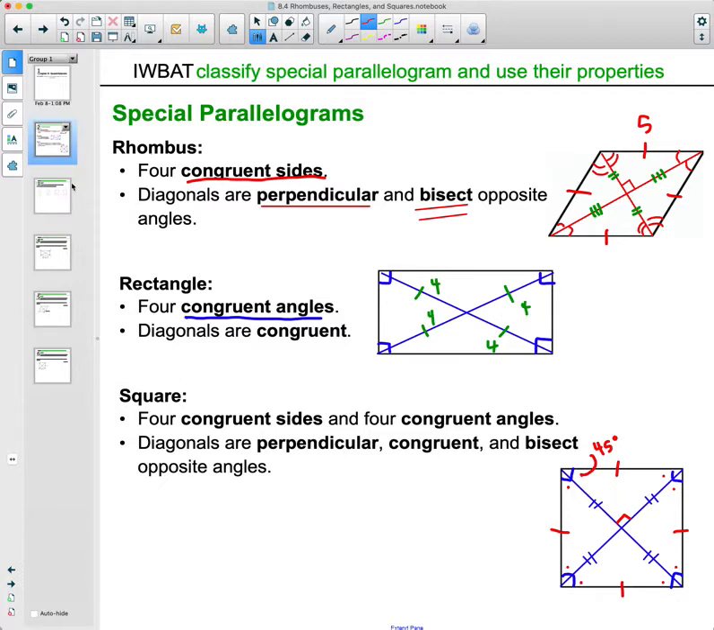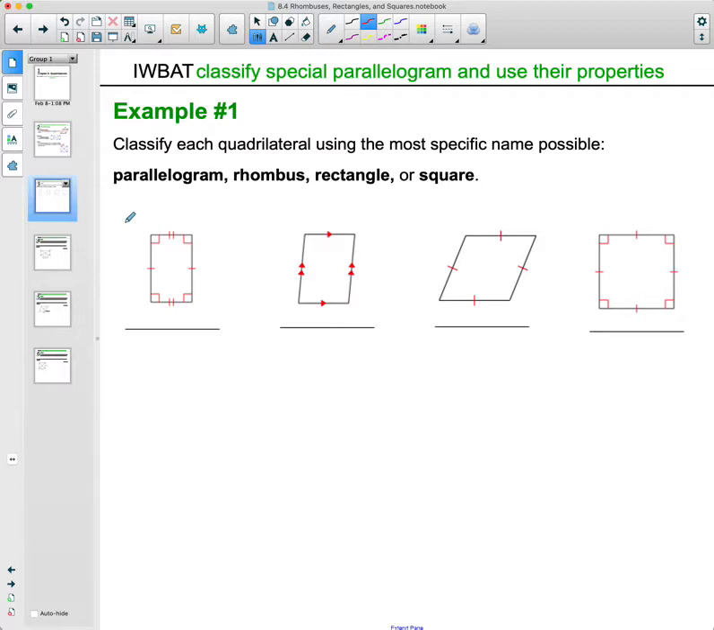Okay, so those are the 3 special types of parallelograms. Let's take a look at these and classify each using the most specific name possible. When we're talking most specific, we would start at parallelogram. And then a parallelogram can be a rhombus if it has all congruent sides.